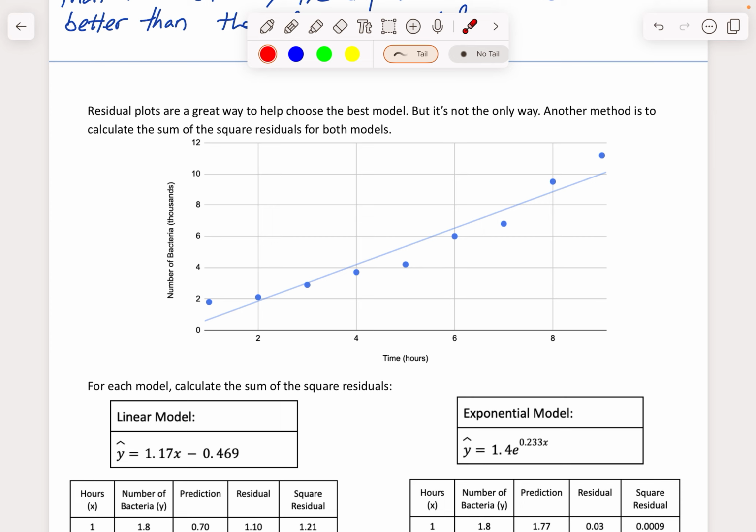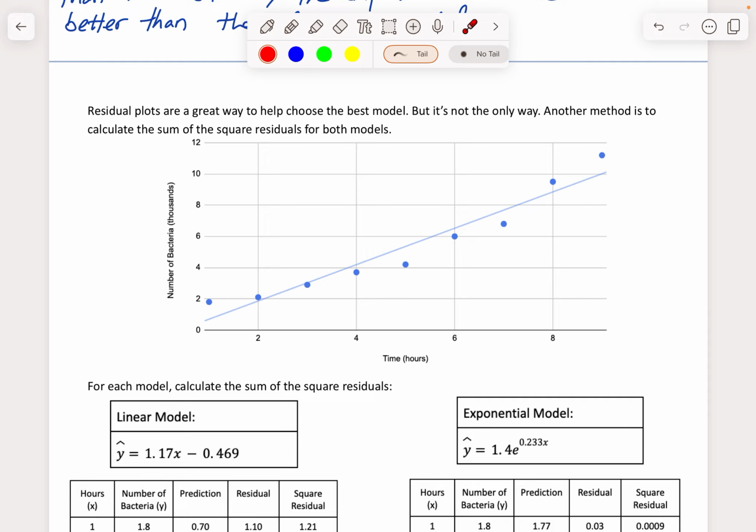But at the top of this next page, it says residual plots are a great way to help choose the best model. But it's not the only way. So that's kind of our topic for today: how do I choose the best model? When I'm looking at a set of data and I'm trying to decide, is this exponential model better? Is this linear model better? How do I choose? Residual plots are one way, but it's not the only way.